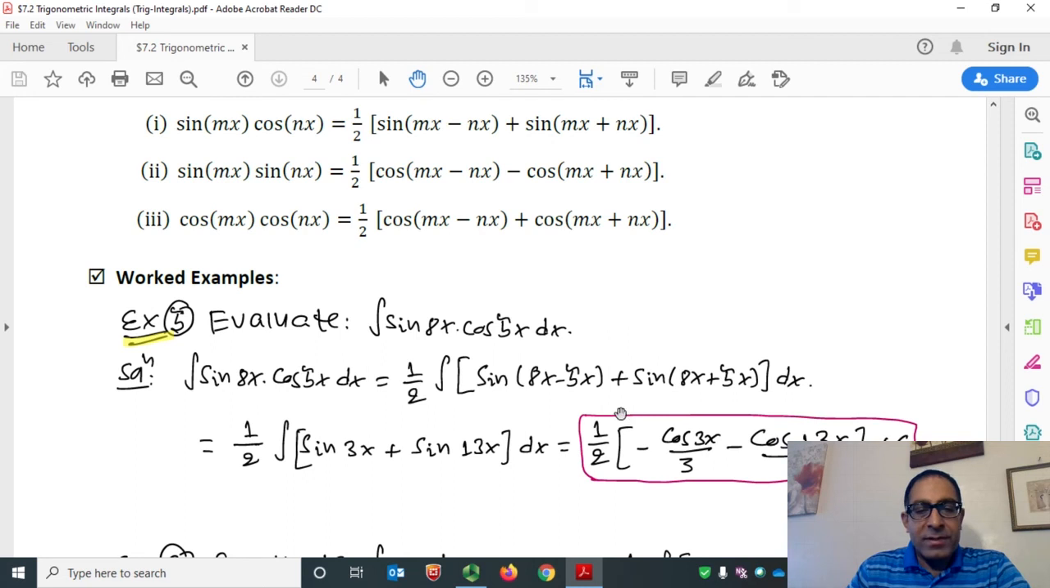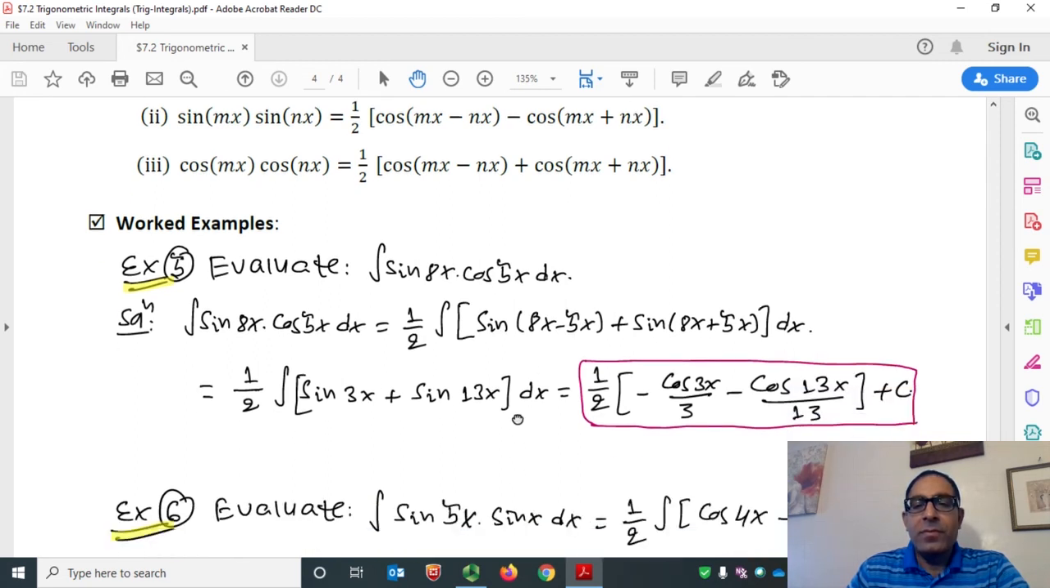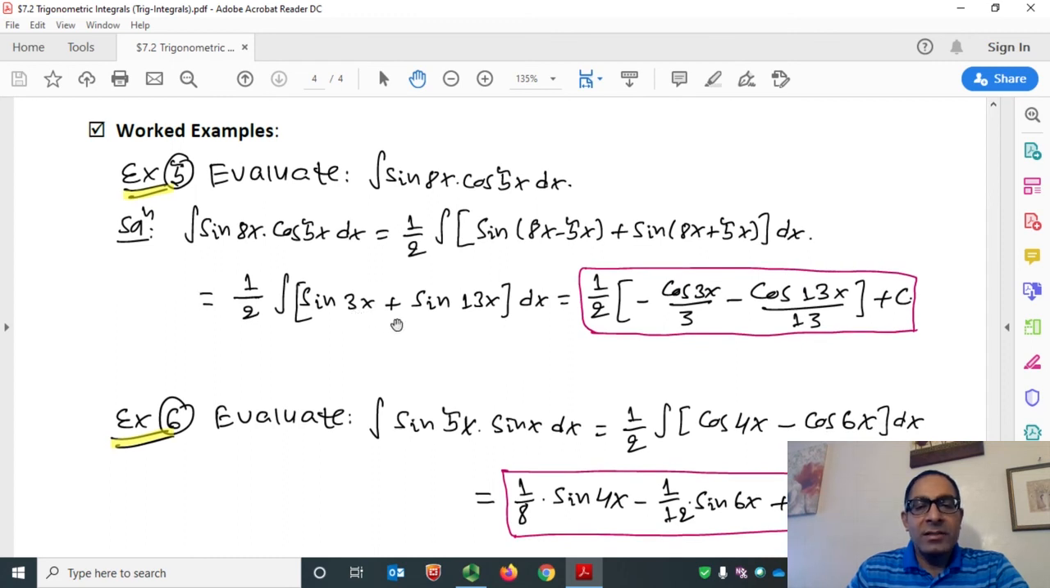Then let's simplify it first. So 1/2 as it is, the integral of sine(8x minus 5x), which is simply sine 3x, plus sine 13x. Then we can easily integrate the last integral here. So 1/2 as it is, the integral of sine 3x becomes negative cosine 3x over 3, and then there is a plus, but the integral of sine gives you minus, so this minus. The integral of sine 13x is negative cosine 13x over 13, plus the constant of integration c. Great.